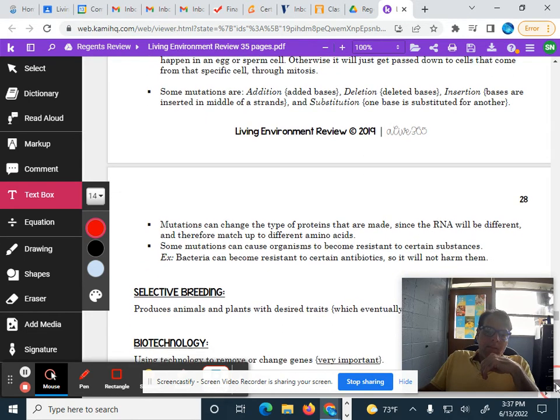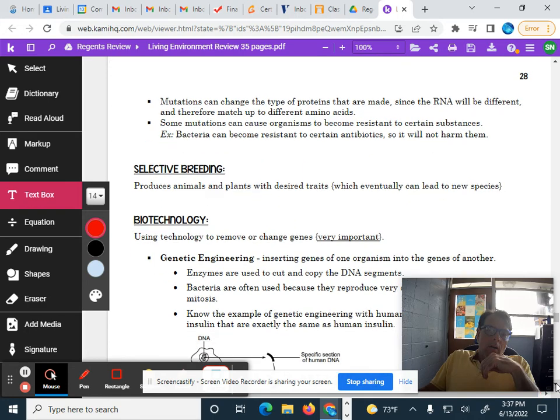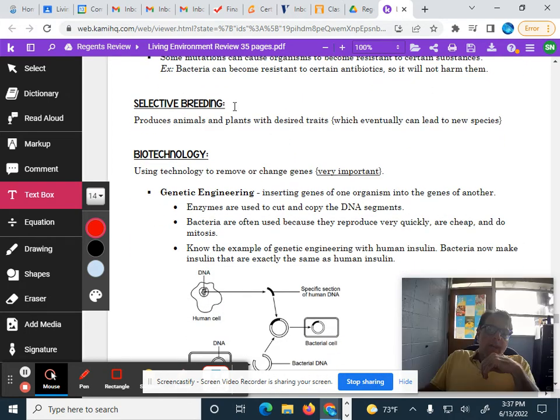We can try to get desired traits by selective breeding. That means we take animals and we breed them together because they have traits we like in the hopes that they will produce offspring with those like traits. Racehorses, cattle, vegetables, we use all of these ways to get the desired outcomes.